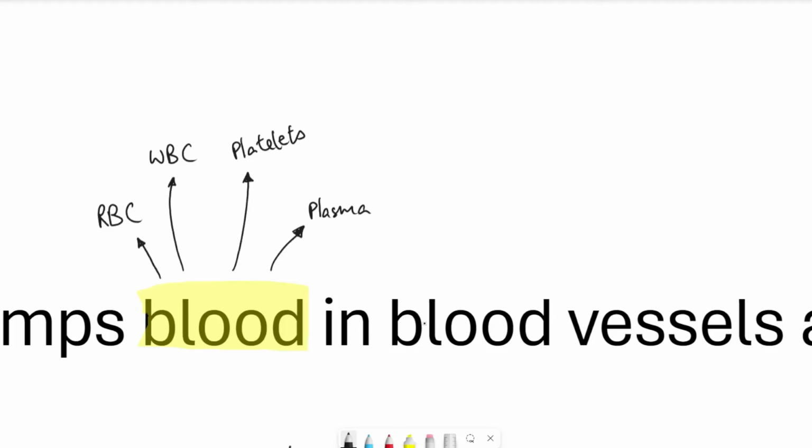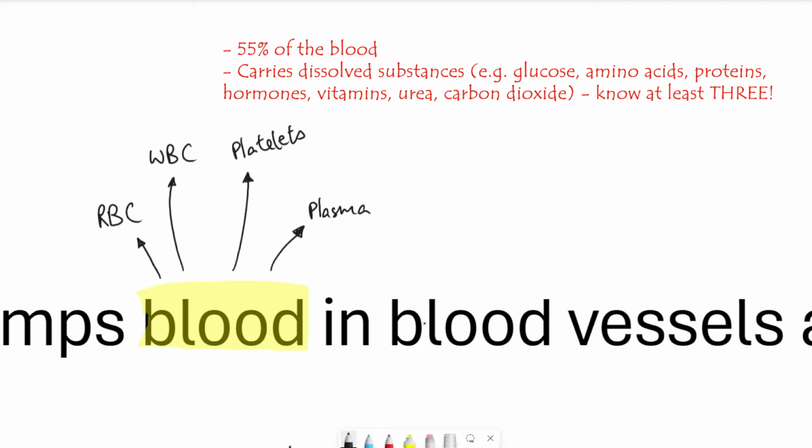So plasma is actually the yellowish liquid that makes up the rest of the blood. About 55% of the blood is plasma. So it's the yellow liquid that carries any other dissolved substances in the blood. So key thing is they carry things like glucose, amino acids, hormones, vitamins, urea, which is a toxic chemical that we try to get rid of in our urine, and carbon dioxide as well is carried in the plasma.